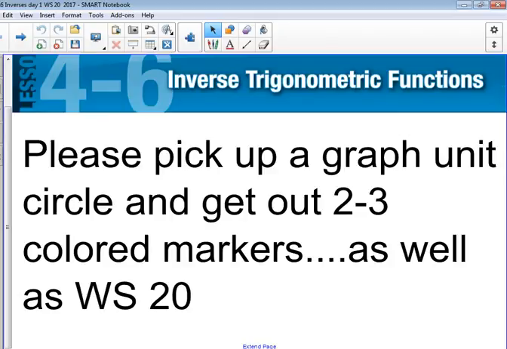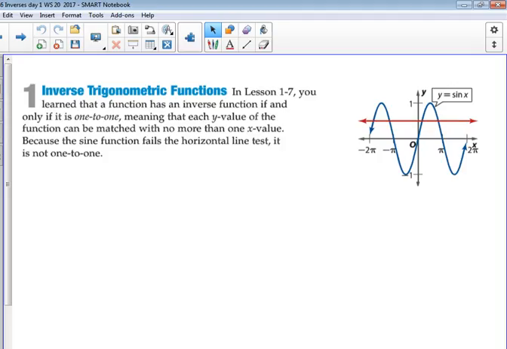All right, guys, I'm recording, so I would like you to get started. I need you to have the gray unit circle sheet and 2 markers and worksheet 20. I didn't have white, so it was close enough to something the colors would show up on.